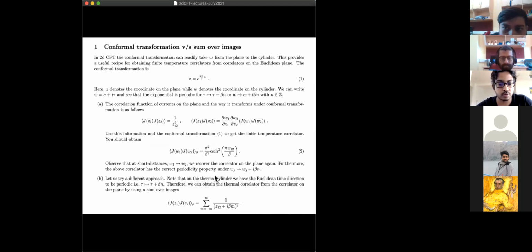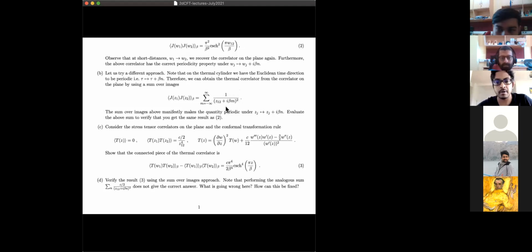Now, how do we know that this is the correct result? What you can do is to rederive this finite temperature result by doing a sum over images calculation. When you're at finite temperature, your time direction is periodic. So you essentially need to sum over images of the answer on the plane. So that's what you do over here. And if you do the sum, you will recover this result again.